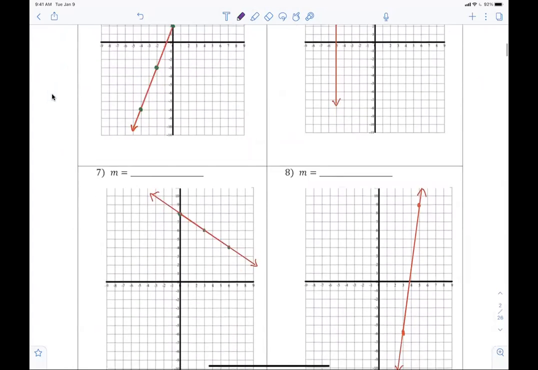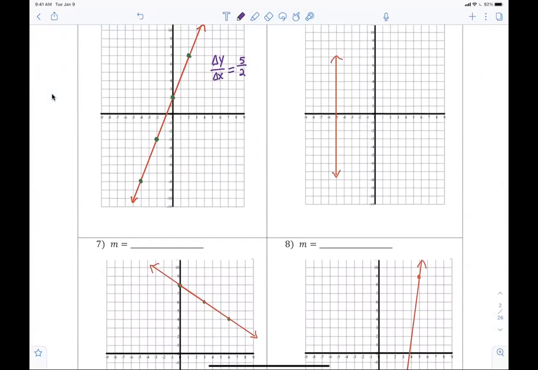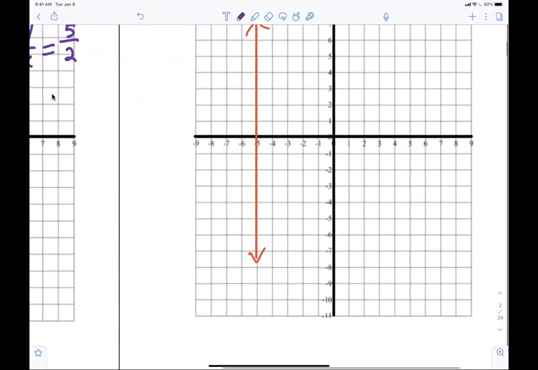All right, if I was looking at number 6 by chance, that's a vertical line. So remember what the slope of a vertical line is. Is it undefined? Yes, it was undefined. Now, again, we're going to talk about why it's undefined.